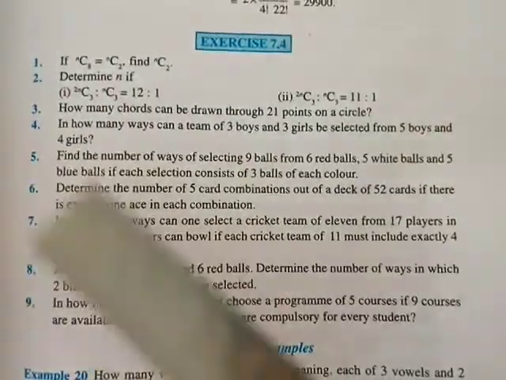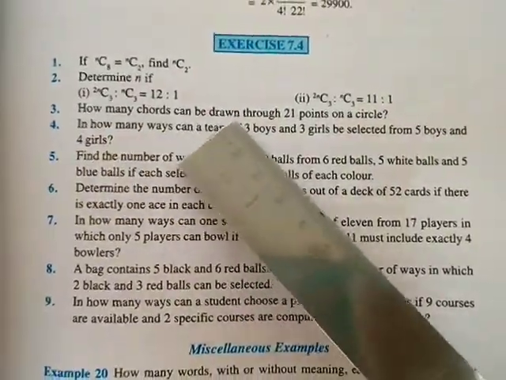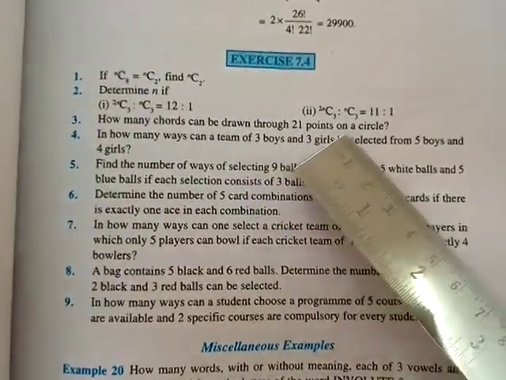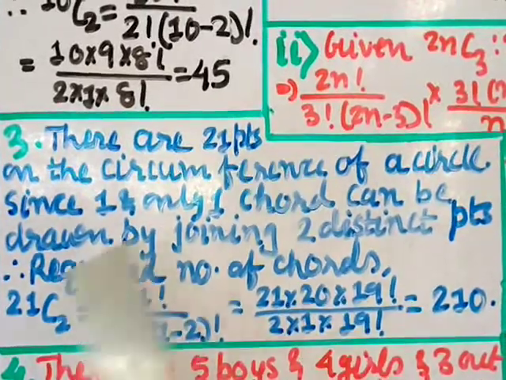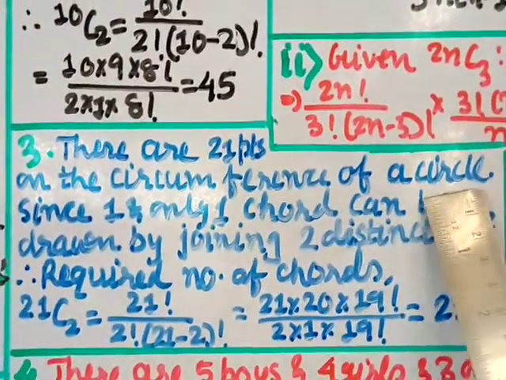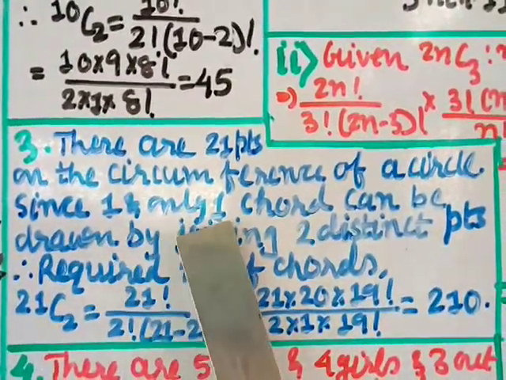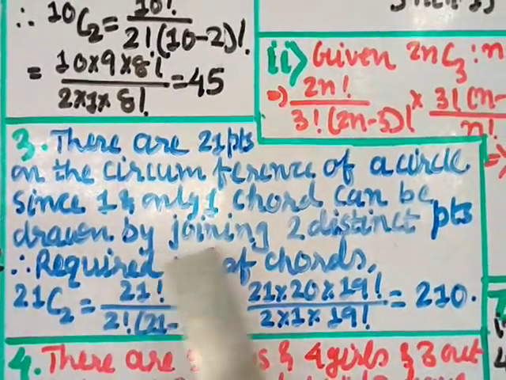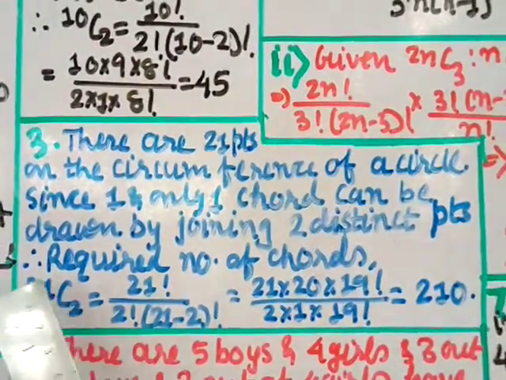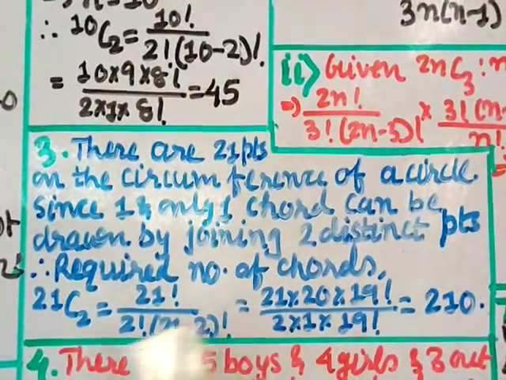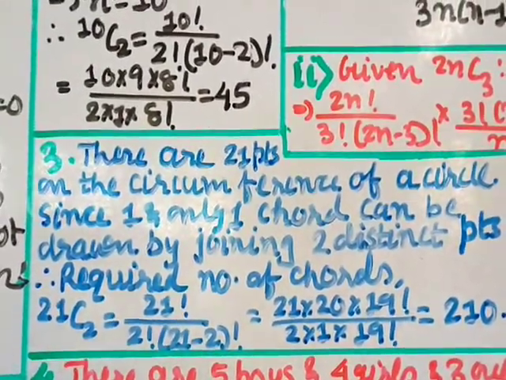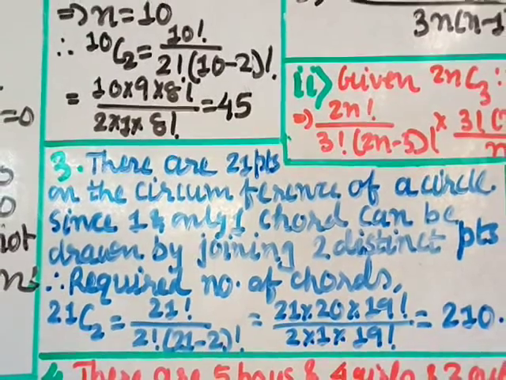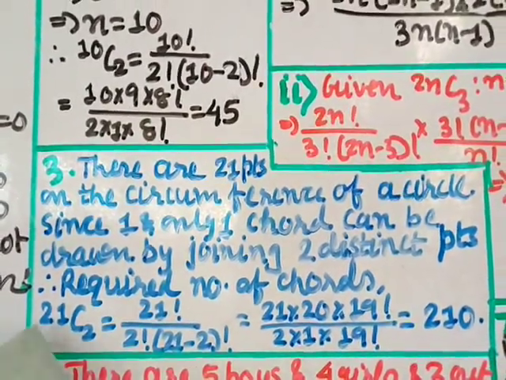Question number 3. How many chords can be drawn through 21 points on a circle? There are 21 points on the circumference of a circle. Since one and only one chord can be drawn by joining two distinct points, therefore required number of chords will be 21C2. Okay, out of 21 points are there, but to draw a chord you require 2 points, so 21C2.